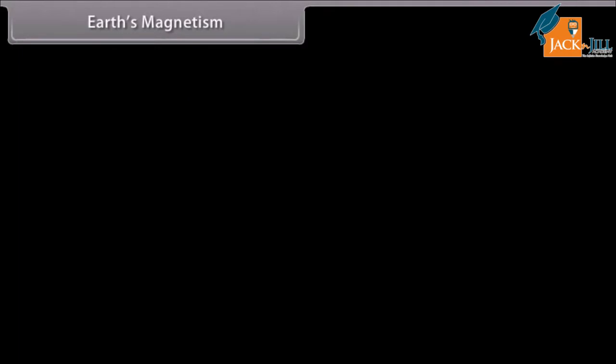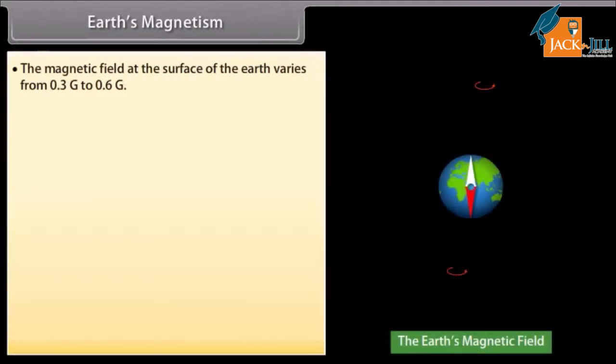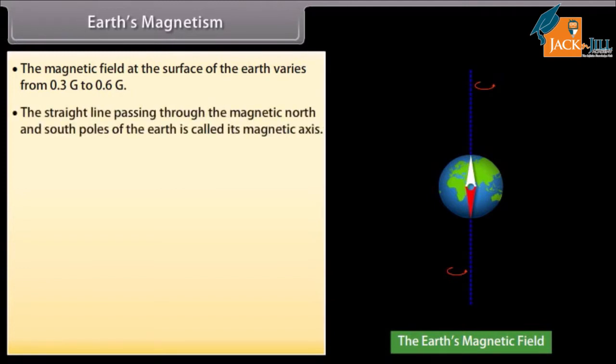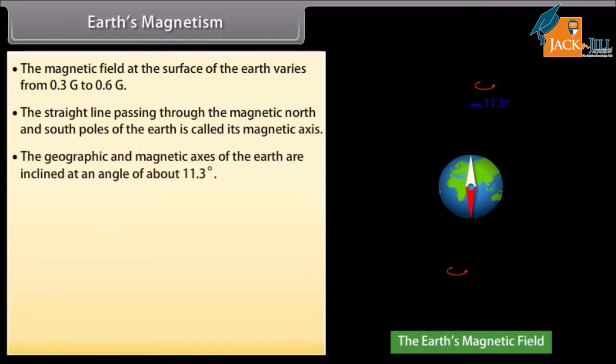Earth's magnetism. The magnetic field at the surface of the Earth varies from 0.3 G to 0.6 G. The straight line passing through the magnetic north and south poles of the Earth is called its magnetic axis. The geographic and magnetic axes of the Earth are inclined at an angle of about 11.3 degrees.